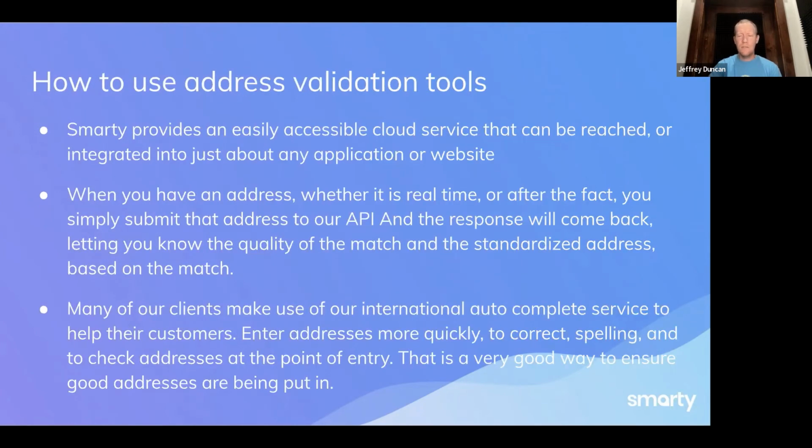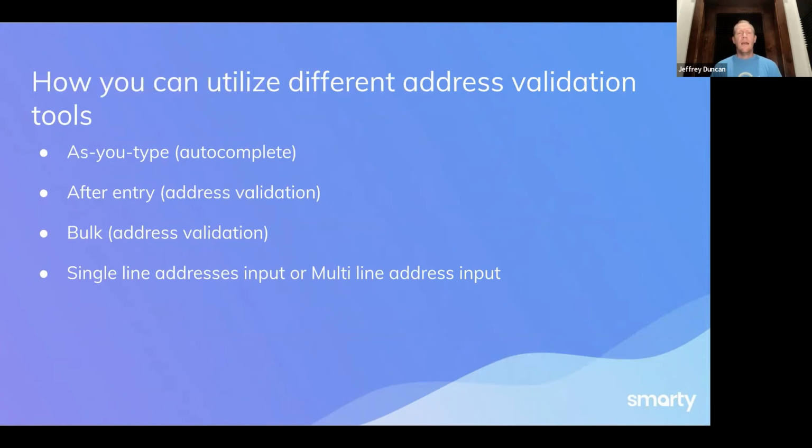See, that was how to use it. Cool. How can you use different address validation tools? Good, I've already hit part of this. As you type is the autocomplete. After entry is our address validation. You might also hear me refer to it as our street API. And then bulk, again, which is the same API, that's the street API. And then single line address. Oh, sorry, this is just two ways to enter it, single line or multi-line.